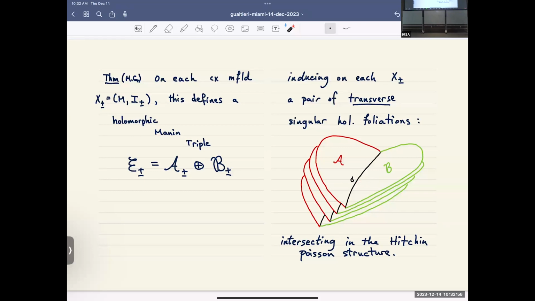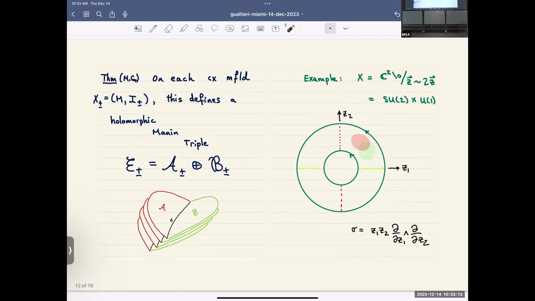Many times when you have natural Poisson structures, they often come together with this enhanced data of a Manin triple. You just have to look for it sometimes, and you might find it. In this case, it's quite significant because we have these two foliations. So let me give you a very simple example. It's the Hopf surface.